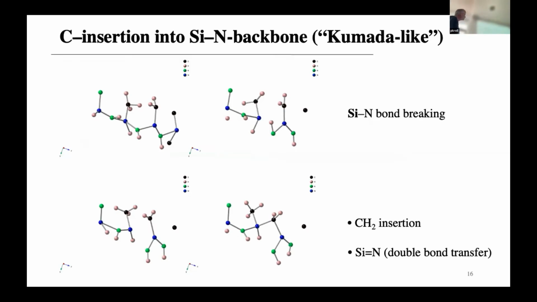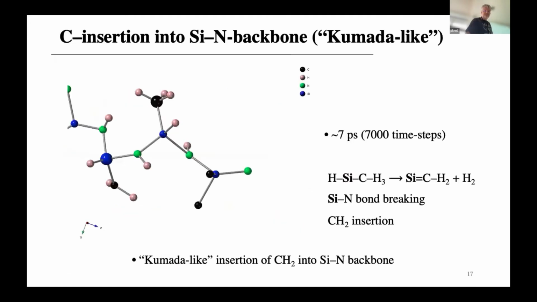Good. And then essentially what we observe in one moment is that the SiN bond here starts to break between one of these three coordinated silicons and its adjacent N. And essentially here, this is now the time for our carbon to insert and finally form the link after this Kumada-like insertion. And the double bond in this particular case has been transferred now from one silicon to its adjacent silicon, so to the next group after the CH2 insertion.